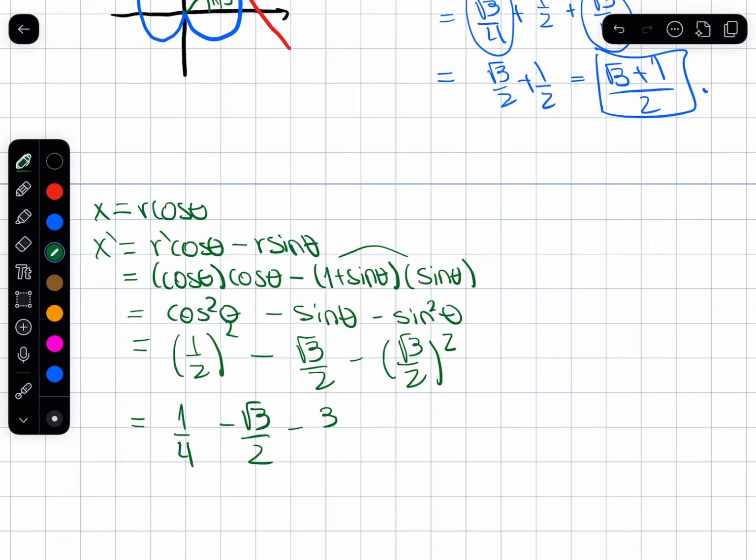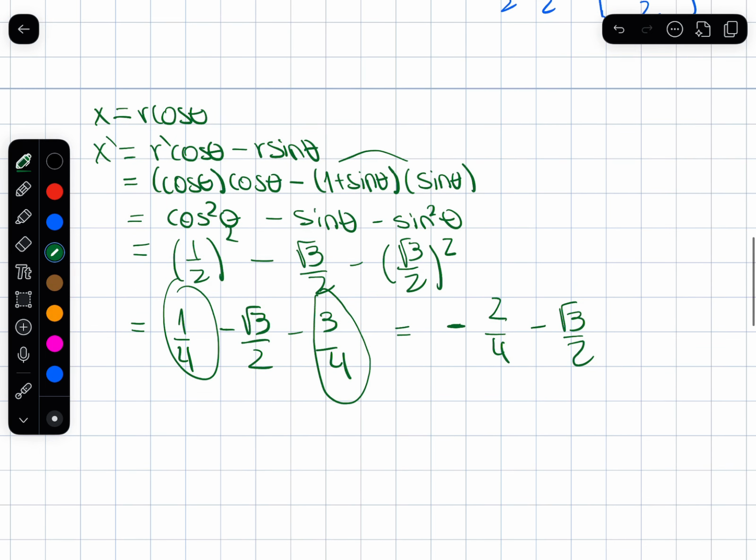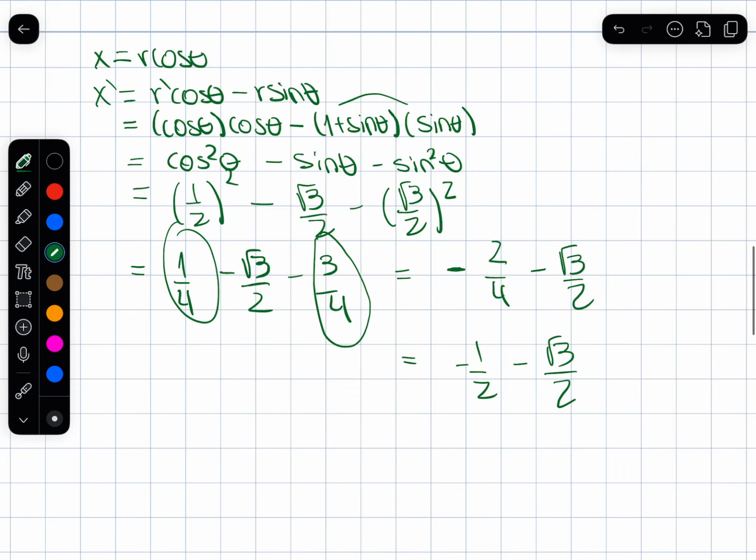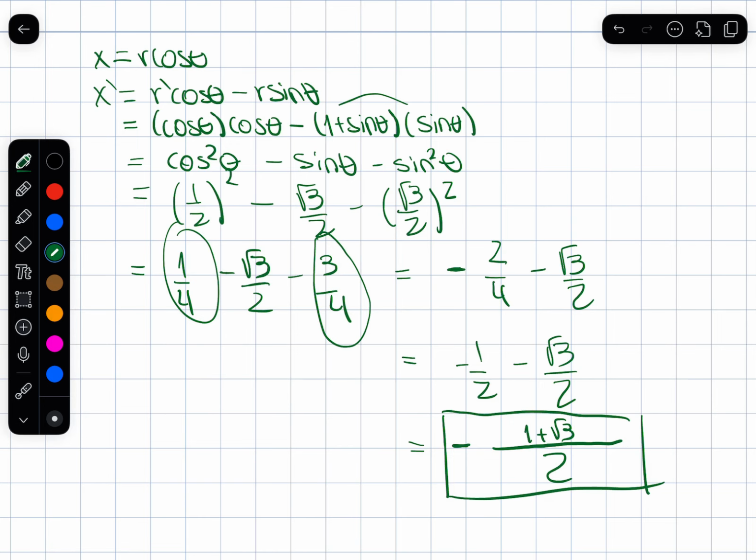minus 3 over 4. And again, these you get to combine to get a negative 2 over 4 minus root 3 over 2, which is the same as negative 1/2 minus root 3 over 2, which I get to combine into the same fraction, 1 plus root 3 over 2 here. I have one big negative outside that applies to the whole thing.